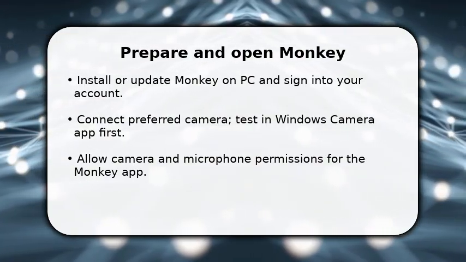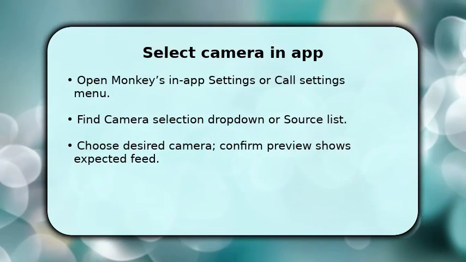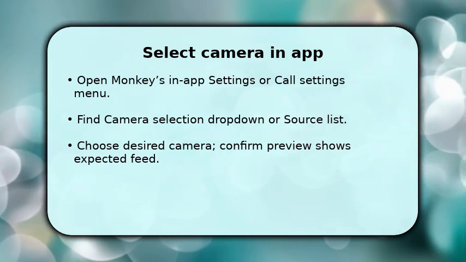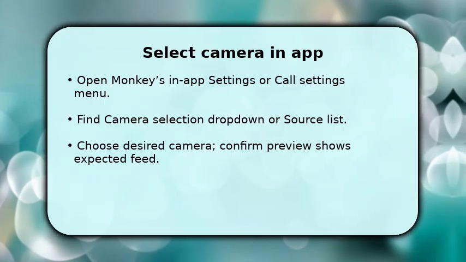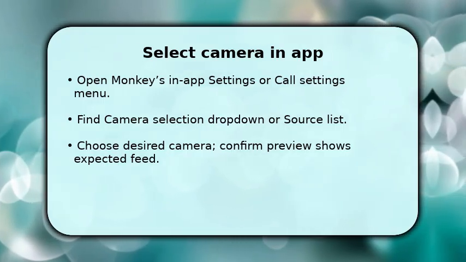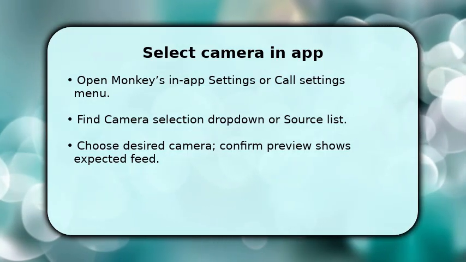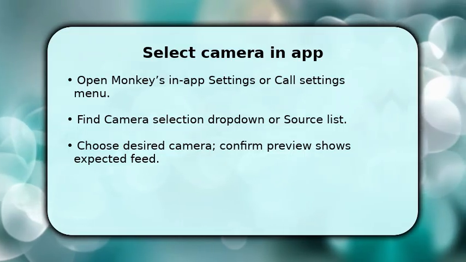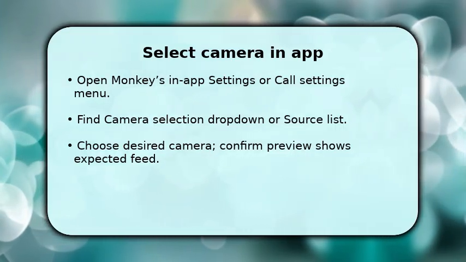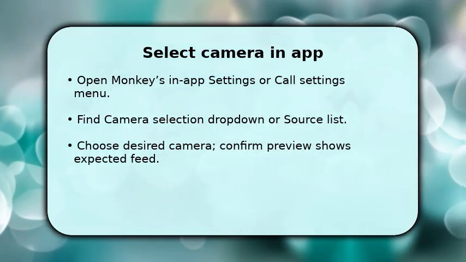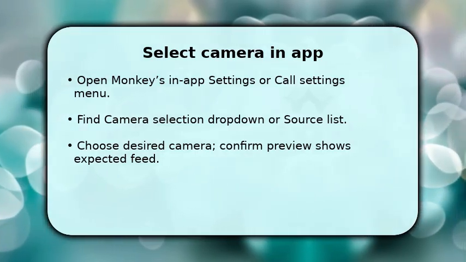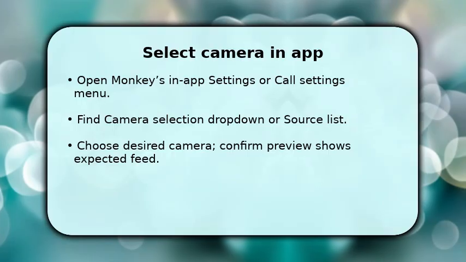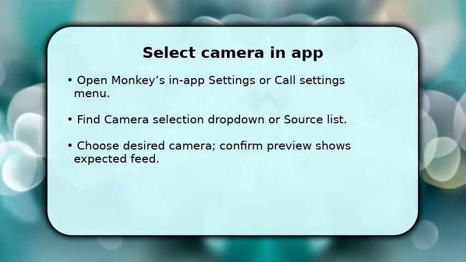Now head into Monkey's settings call or video settings where the camera selection lives. You'll see a drop-down labeled camera or video source. Choose your preferred device from the list. Make sure to watch the live preview so you can confirm orientation, focus, and exposure are correct. If the correct camera isn't listed, close Monkey, replug the camera, or restart the app. Once the device appears, reselect it and check preview again to ensure the feed is active.